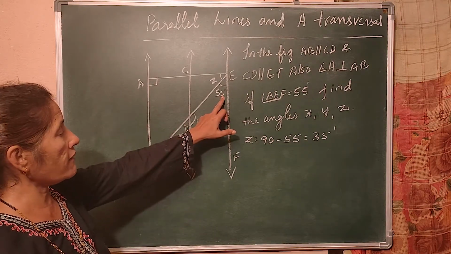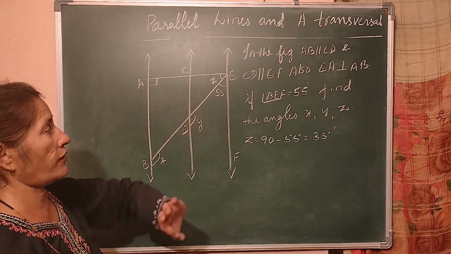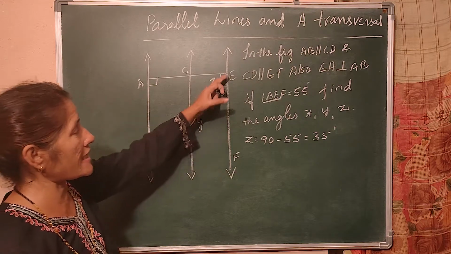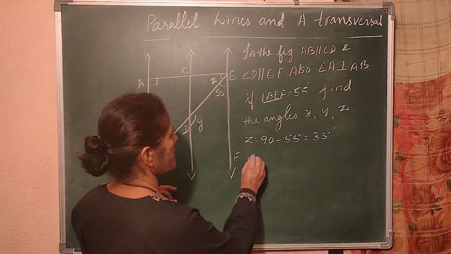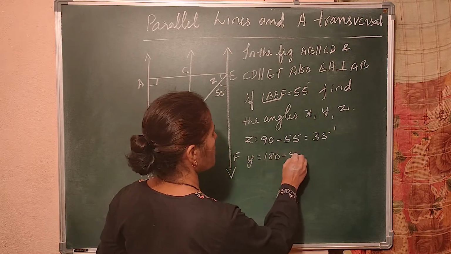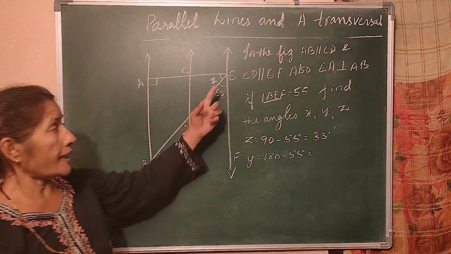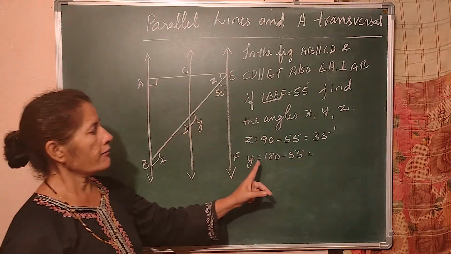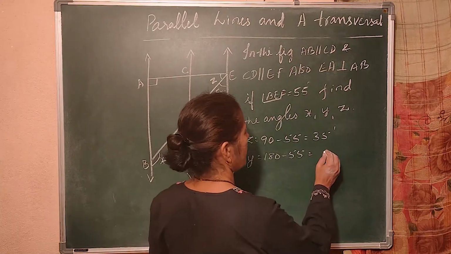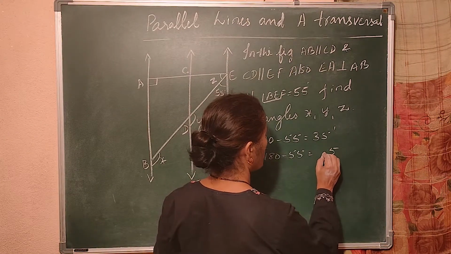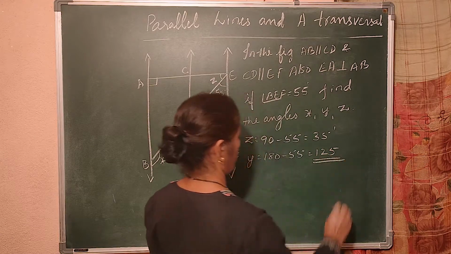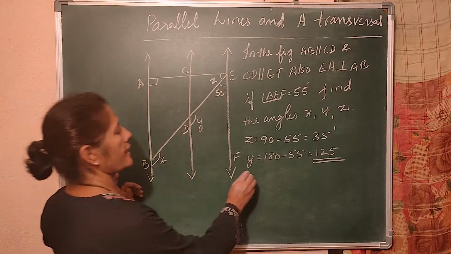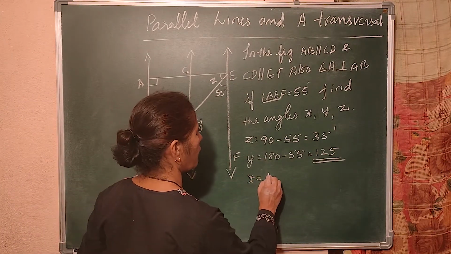When this is 55, this is 180 minus 55. Why? Angles in the interior angles. This is a transversal. So angle Y is equal to 180 minus 55, because the sum of the interior angles is supplementary. So 180 minus 55, how much? 10 minus 5, 5, 7 minus 5, 2. So 125 degrees, right? When Y is equal to 125, angle X is equal to 125.